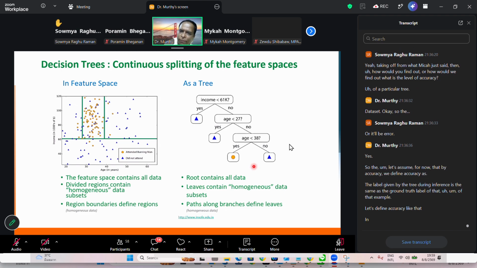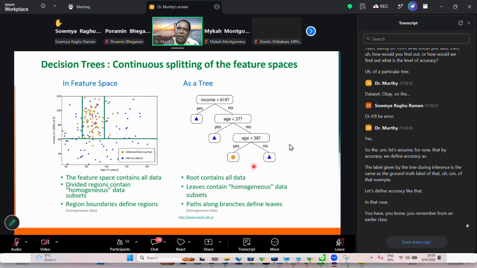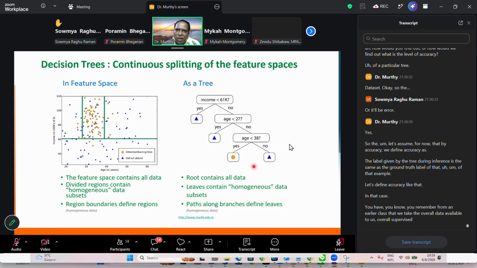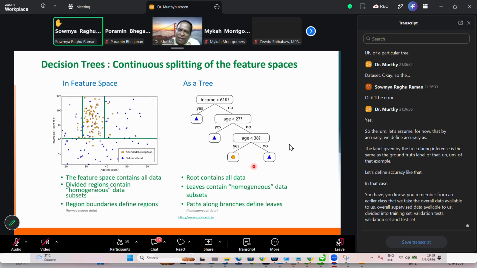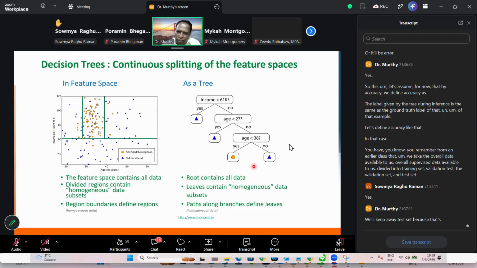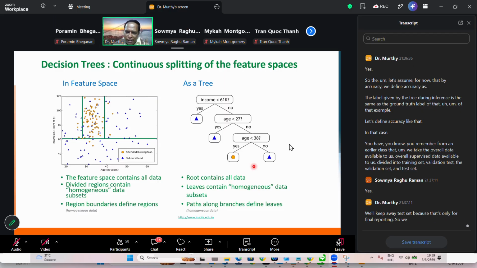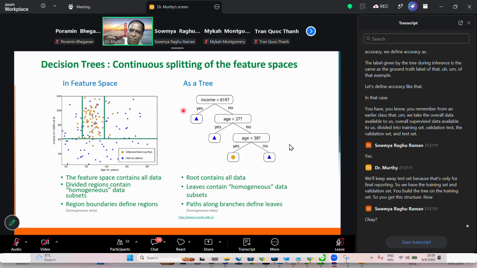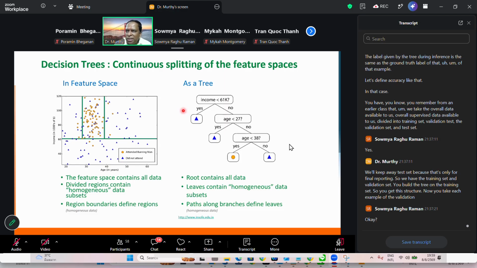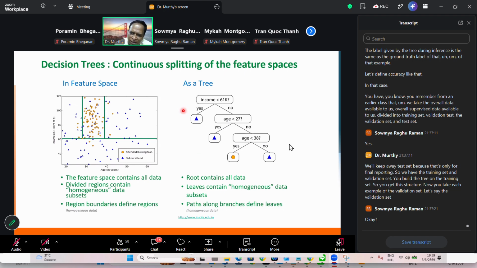In that case, you remember from an earlier class that we take the overall supervised data available to us and divide it into training set, validation set and test set. We'll keep away the test set because that's only for final reporting. So we have the training set and validation set. You build the tree on the training set, so you get this structure. Now you take each example of the validation set. Let's say the validation set has 500 examples.